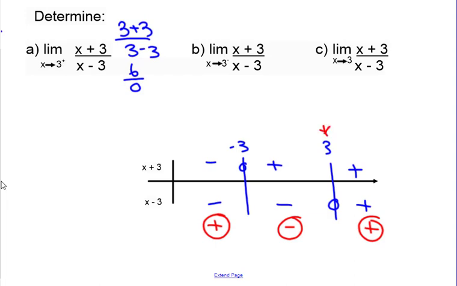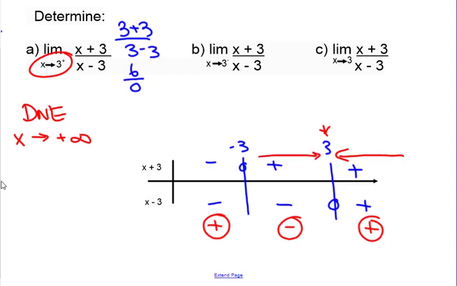Because this is an asymptote, for our first one we're approaching 3 from the positive side. 3 from the positive side is this way. As we're approaching it, we are coming from positive infinity. So this graph will be going off to positive infinity, so we would say does not exist, x approaches positive infinity. If we approach it from the negative side, 3 from the negative side, we're headed off to negative infinity. Does not exist, x approaches negative infinity.